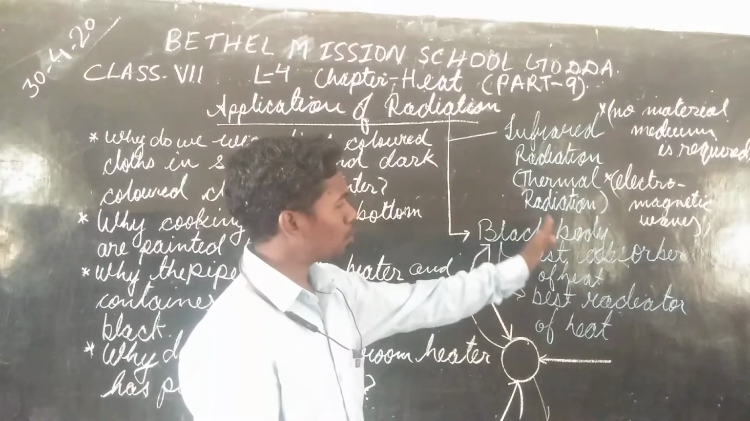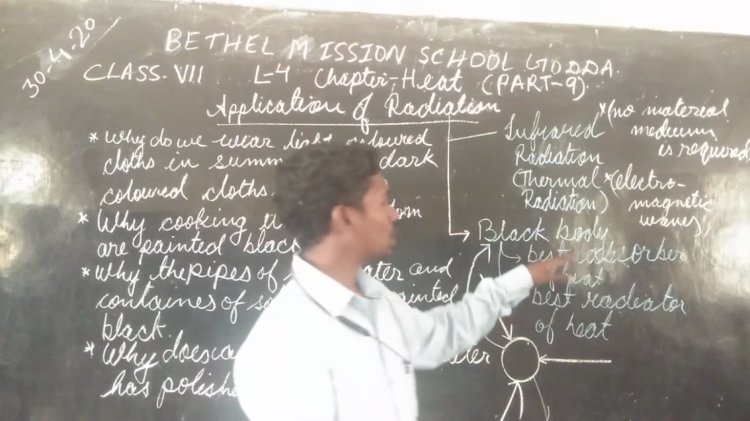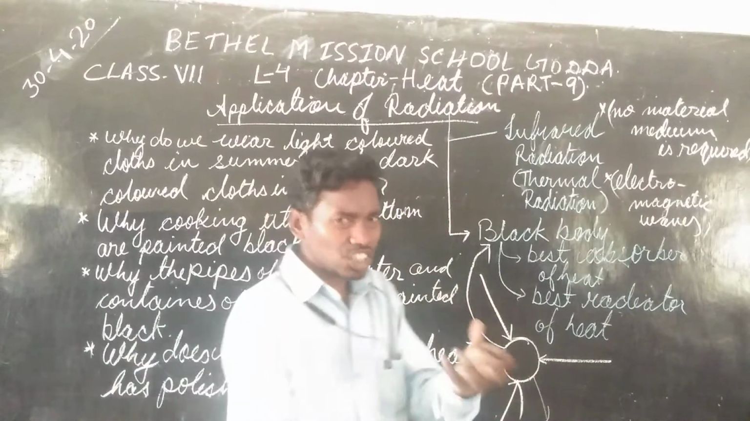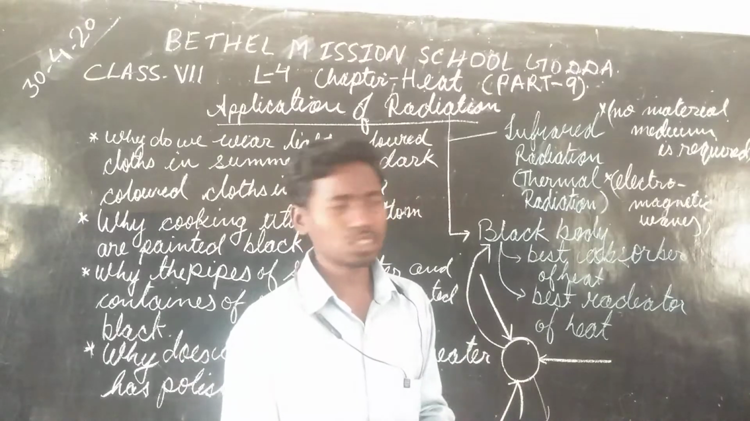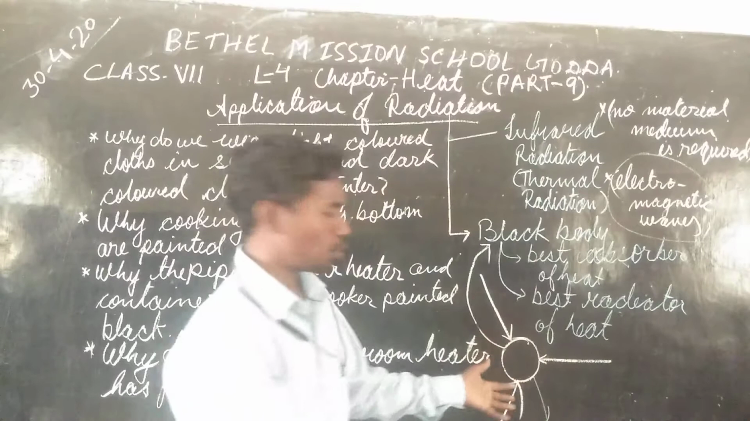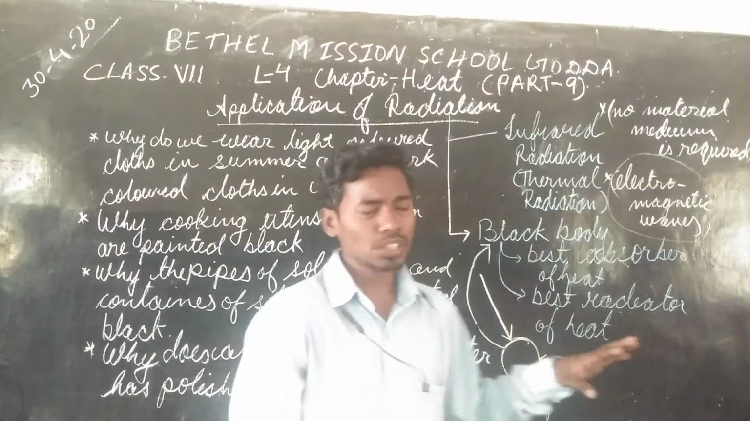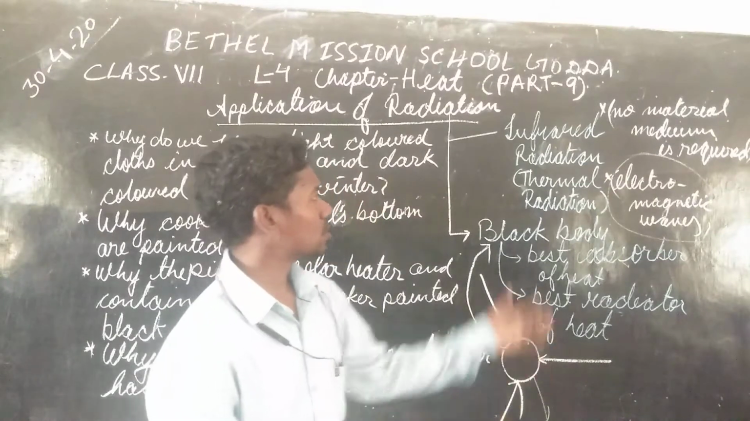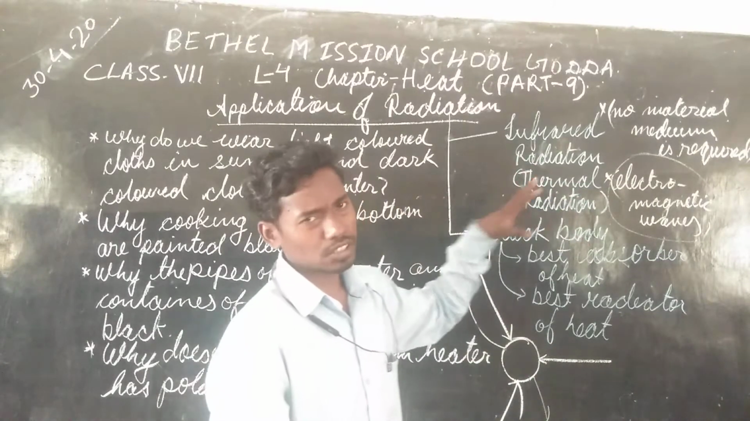So what is a black body? A black body is the best absorber of heat because it has the tendency to absorb radiations, or you can say these electromagnetic waves. These are special types of bodies which are very good at absorbing electromagnetic waves, or you can say infrared radiation or thermal radiation.